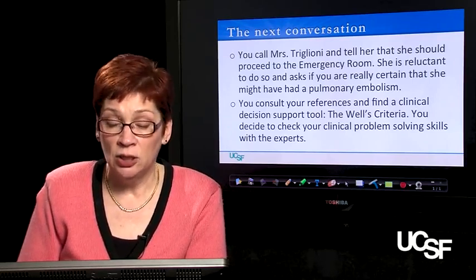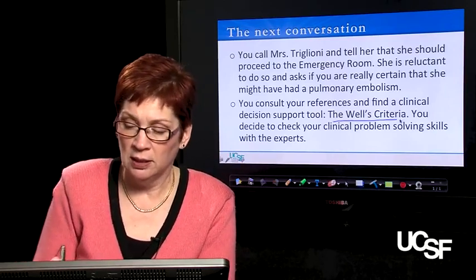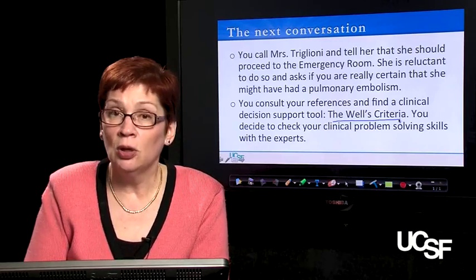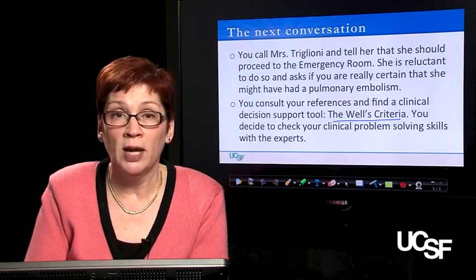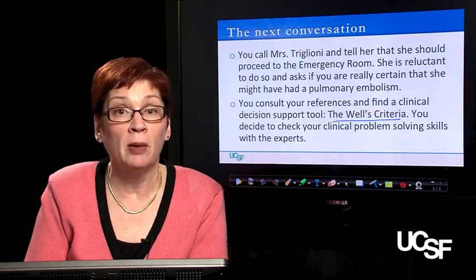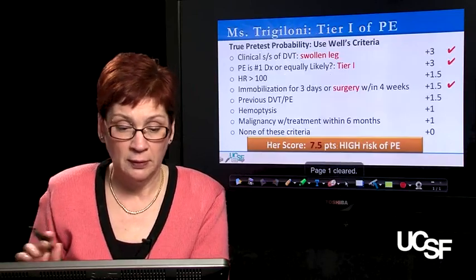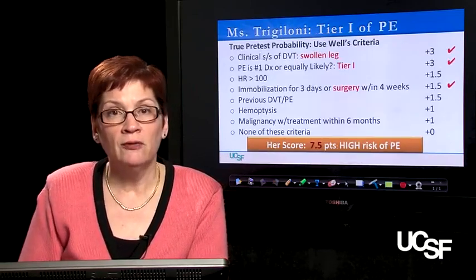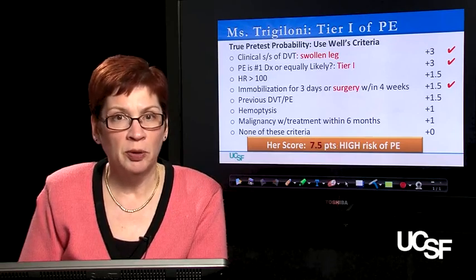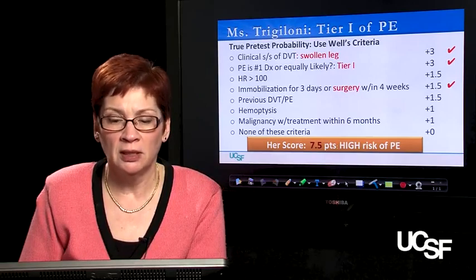Deciding to look for more evidence, you consult your references and find a clinical decision support tool, the Wells criteria, and decide to check your own clinical problem-solving skills against what the experts have identified as a way to develop a probability of pulmonary embolus diagnosis. So here's the Wells criteria. We're looking for a pre-test probability of pulmonary embolus before we do any diagnostic maneuvers for the possibility of this disease.